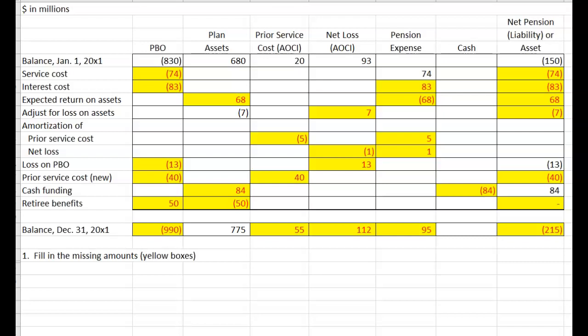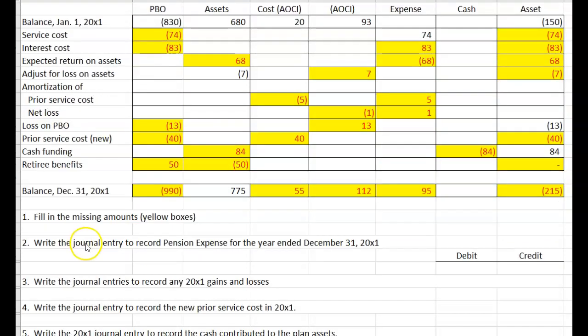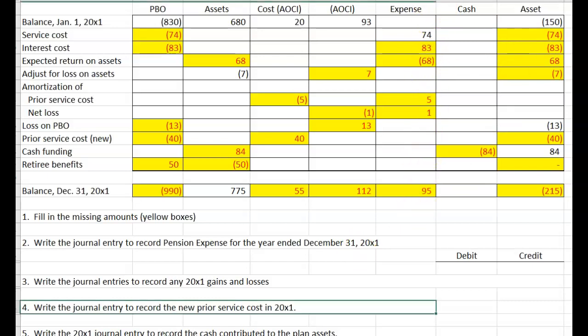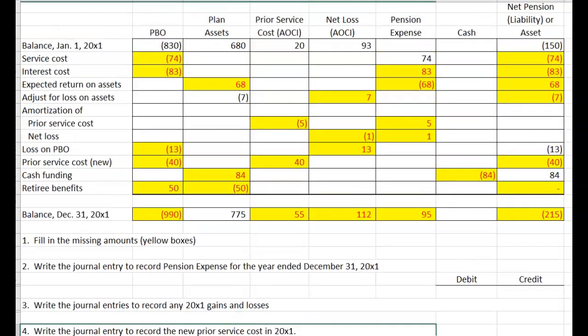Here is the completed worksheet. Please pause the video to check your worksheet and correct any errors you might have made before you continue with this video. First, let's write the journal entry to record pension expense for the year ended December 31st, X1. We're going to use the numbers in this column to record the pension expense.